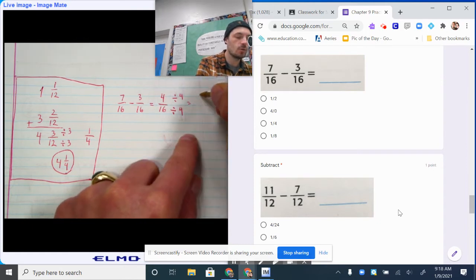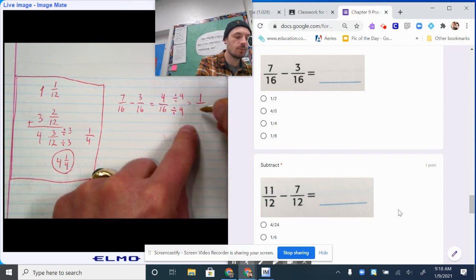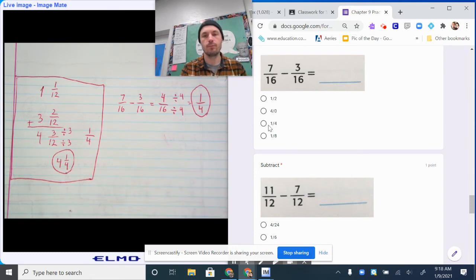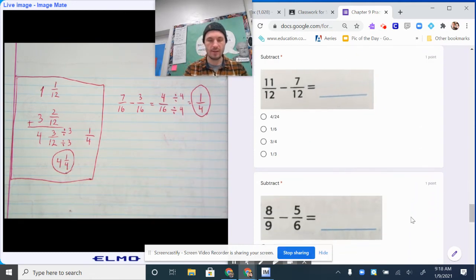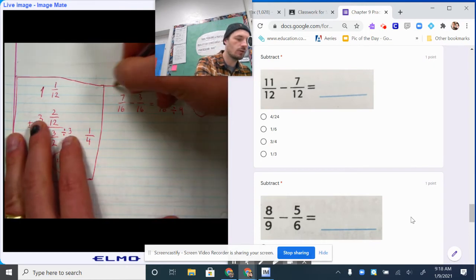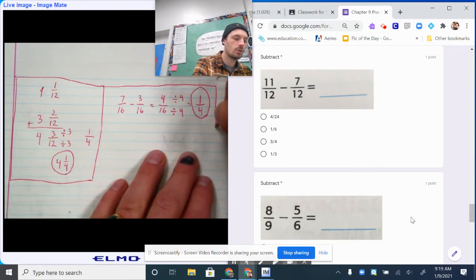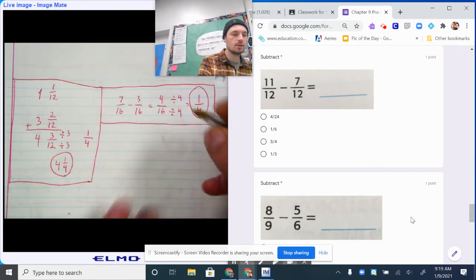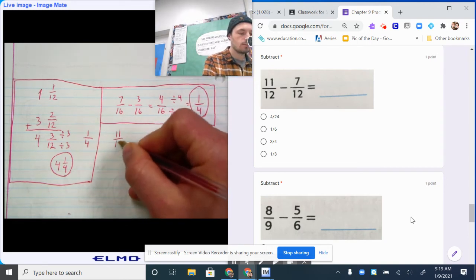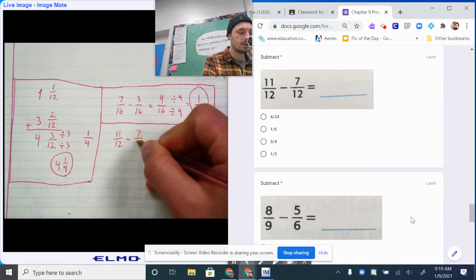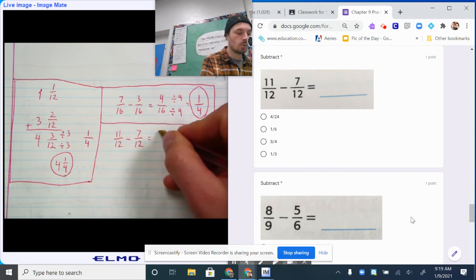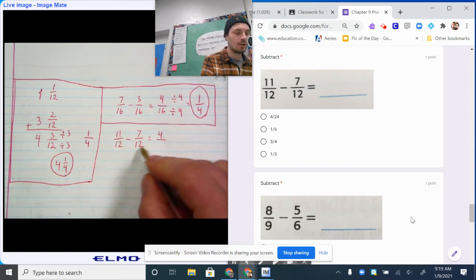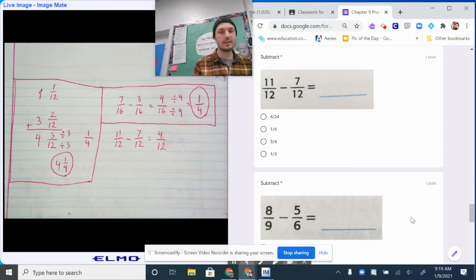4 divided by 4 is 1. 16 divided by 4 is 4. So 1/4 is my final answer. Next, 11/12 minus 7/12. Again, I already have common denominators here. 11/12 minus 7/12. 11 minus 7 is 4, and the denominator 12 stays the same.